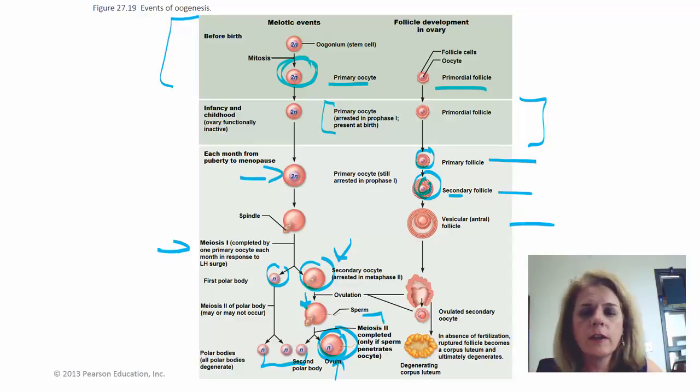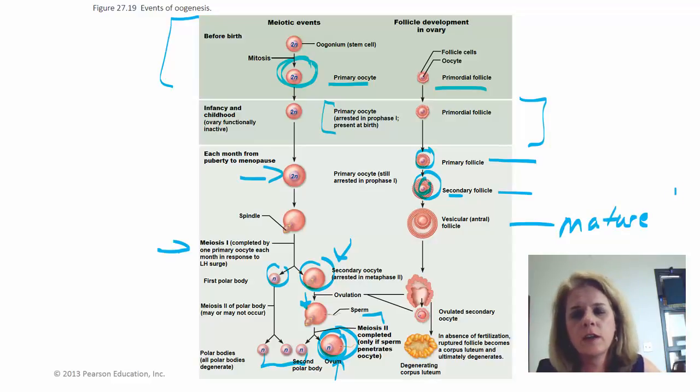And when it's a mature follicle, a mature vesicular or antral follicle, it has this cavity in it called an antrum. It's a fluid-filled cavity. So when you see a follicle that's got a fluid-filled cavity, that's a mature follicle. And this thing in the middle, that's the ovum, the oocyte that's developing.